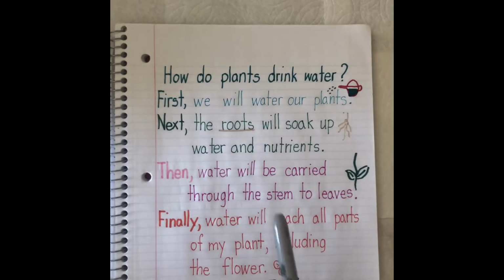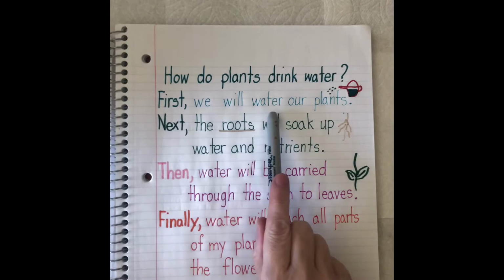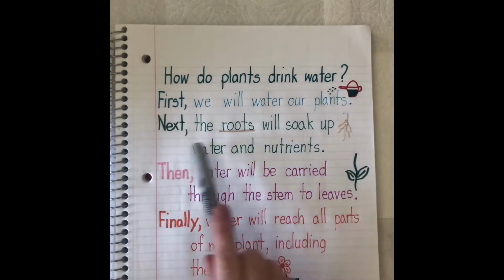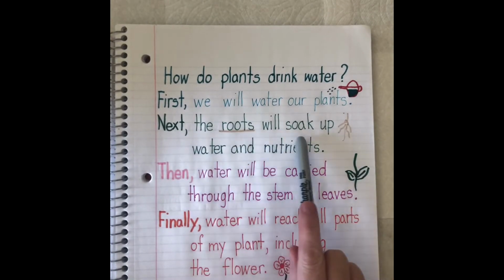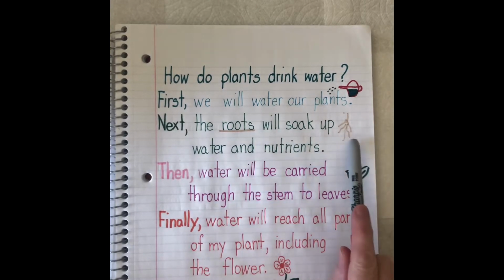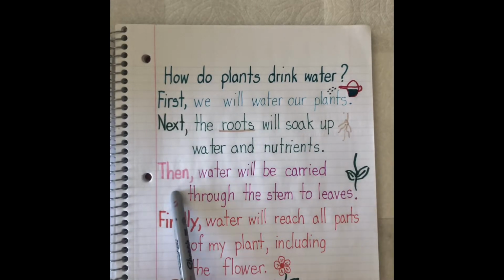Let's review. First, we will water our plants. Next, the roots will soak up water and nutrients. Roots. Then, water will be carried through the stem to leaves. Stem and leaves. Finally, water will reach all parts of my plant, including the flower. And here is my plant and the flower where the water just reached even the endings of the petals.